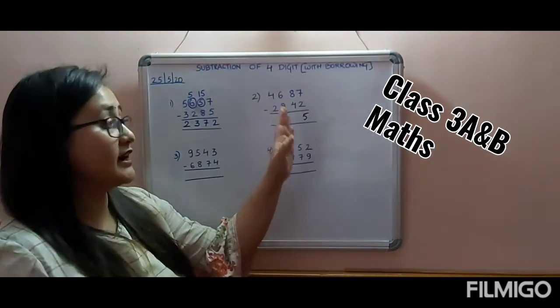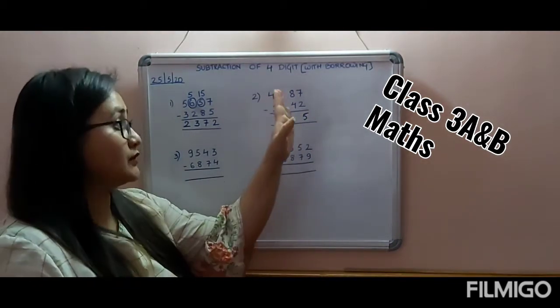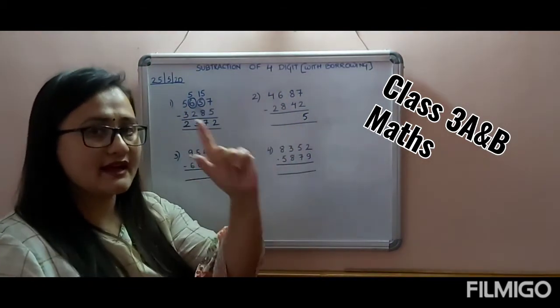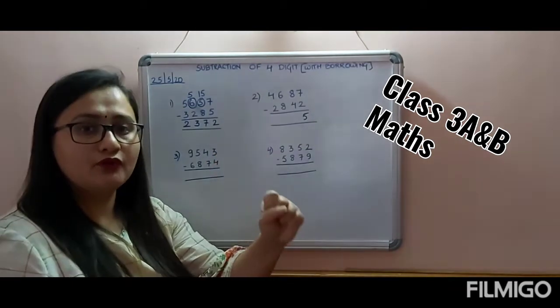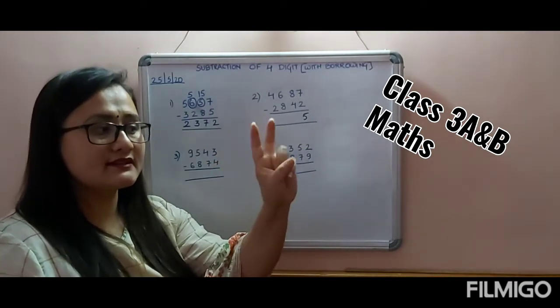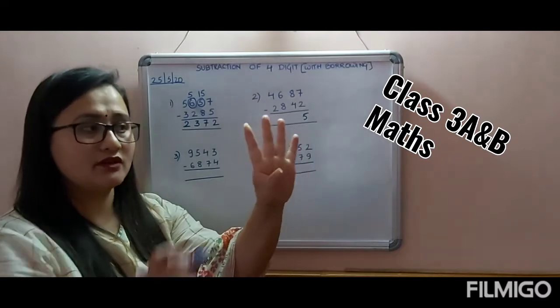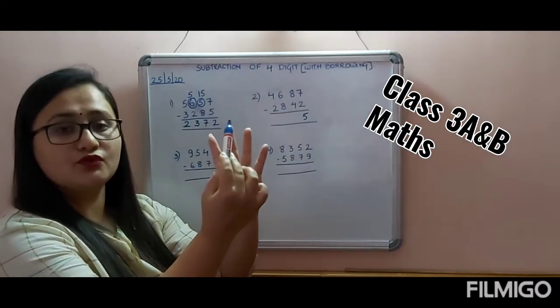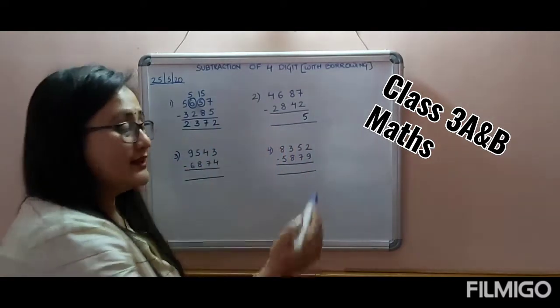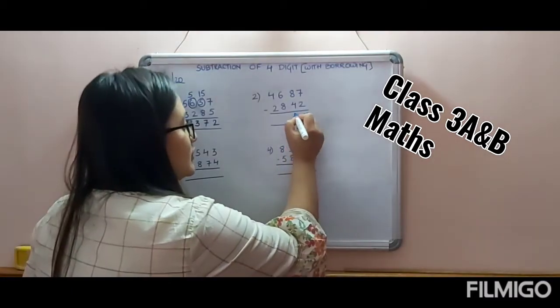Then you move on to the next step. You will keep 8 in your mind and start counting after 4: 5, 6, 7 and 8. What is the number? 1, 2, 3 and 4. So here we will write 4 again.